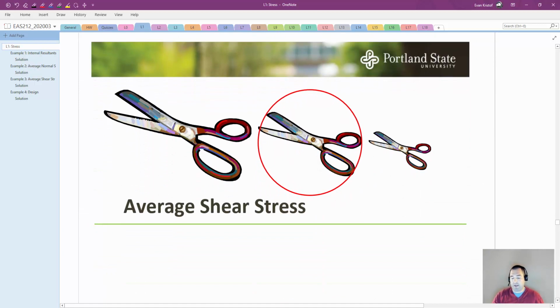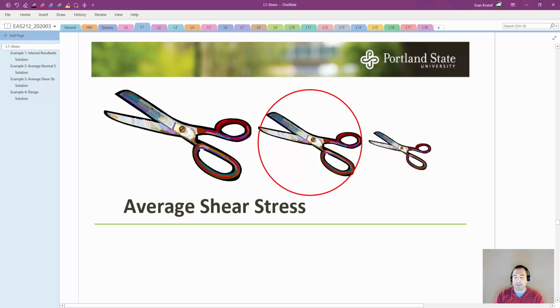All right, next thing that we've got to talk about is average shear stress. So we've been talking about average normal stress, the stress acting perpendicular to the cross-section cut. Now we're going to be dealing with average shear stress. So that is going to be the stress, the intensity of the force acting parallel to the section cut.